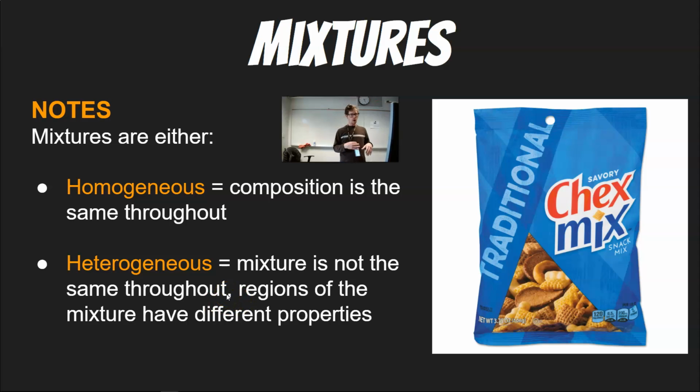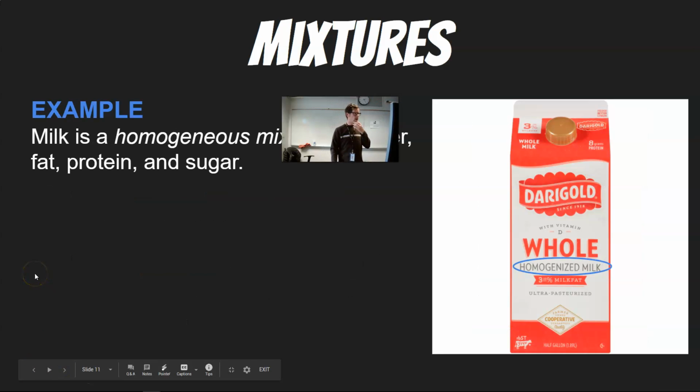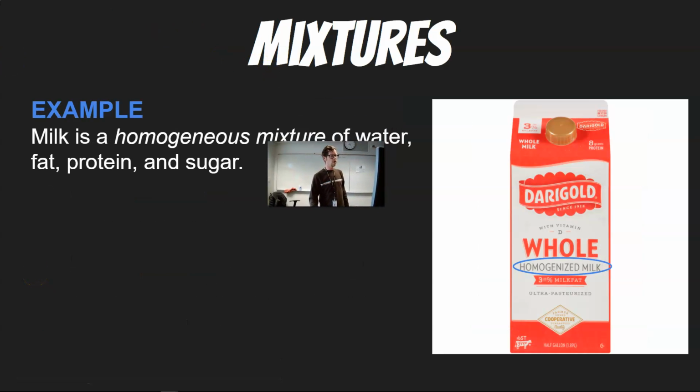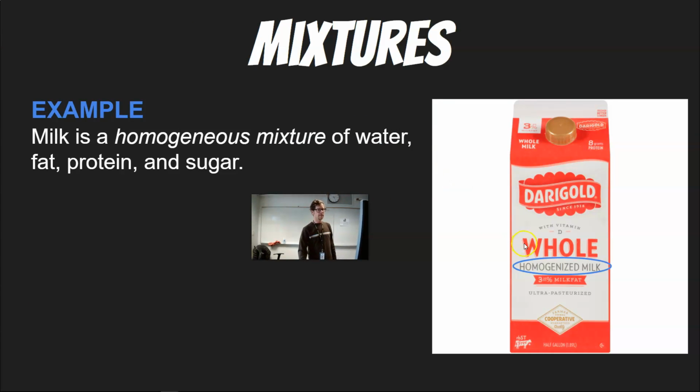So essentially with a homogeneous mixture you can see, well, it all looks the same. With a heterogeneous mixture you can say, I can pick out the different parts there. Pause the video if you need more time to take notes, but here are a few examples. Milk is a great example of a homogeneous mixture. And in fact, milk generally says homogenized on it. Homogenized means made into a homogeneous mixture.